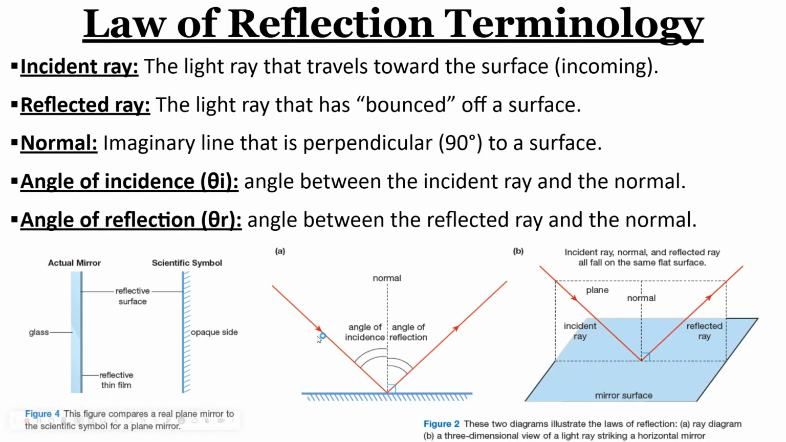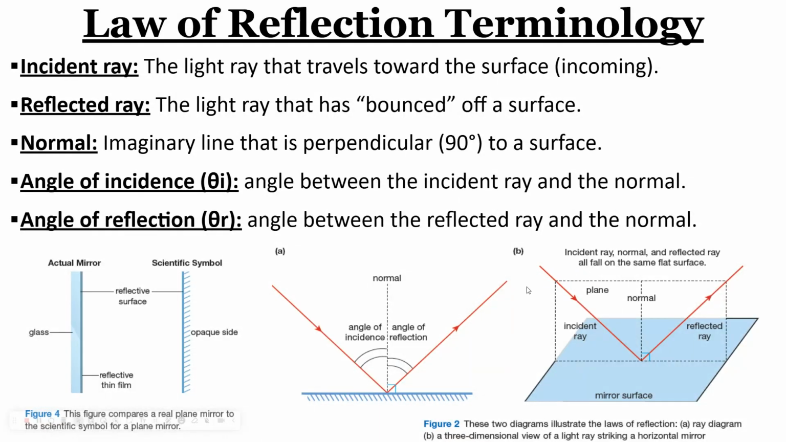Now be careful. The angle of incidence is not the angle between the incident ray and the mirror. That's different. It's the angle between the incident ray and the normal. And the angle of reflection is not the angle between the reflected ray and the mirror. It's between the reflected ray and the normal. But the normal does make a 90-degree angle, that you can see here, with the mirror.